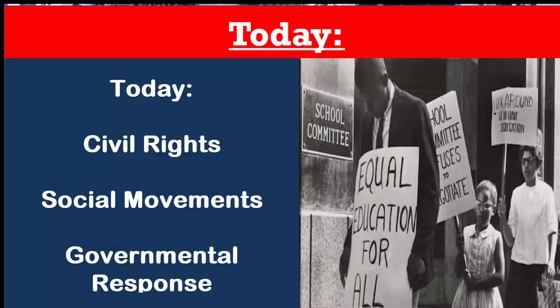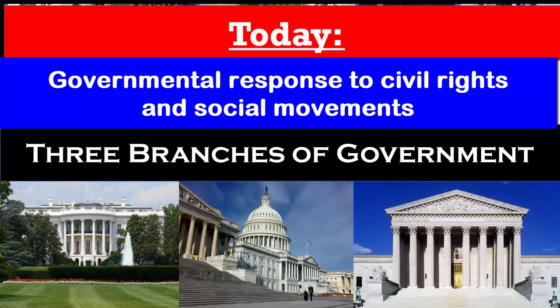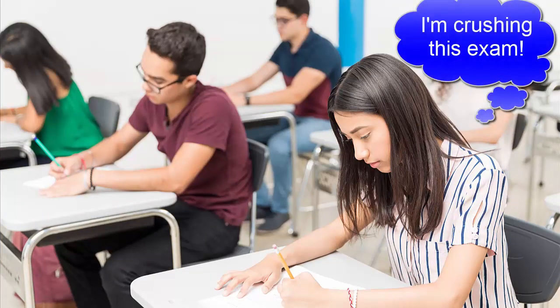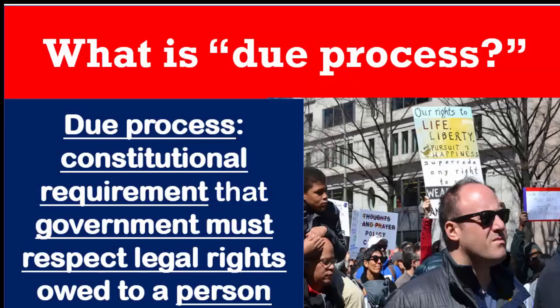Be sure to pay attention to governmental responses to these key issues and the key constitutional provisions, both of which are types of evidence you're going to need for your AP FRQs, as well as your multiple choice section. So let's start with due process.